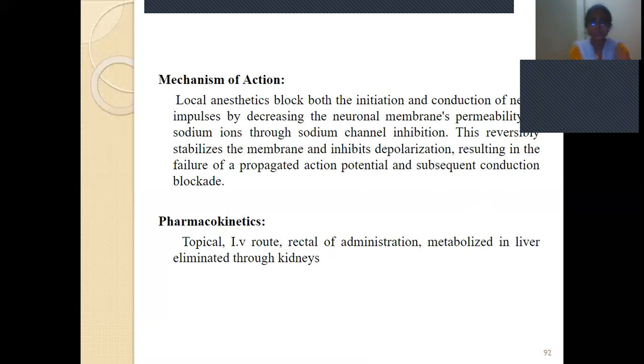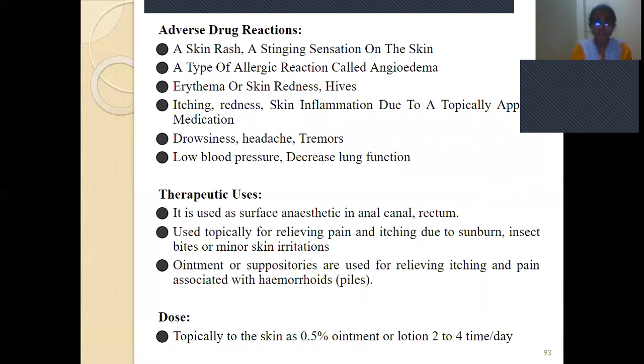Pharmacokinetics: the routes of administration are topical, intravenous, and rectal, and it is metabolized in the liver and eliminated through the kidneys. Adverse drug reactions are skin rashes, redness of the skin, itching, skin inflammation, drowsiness, headache, tremors, low blood pressure, and decreased lung function.